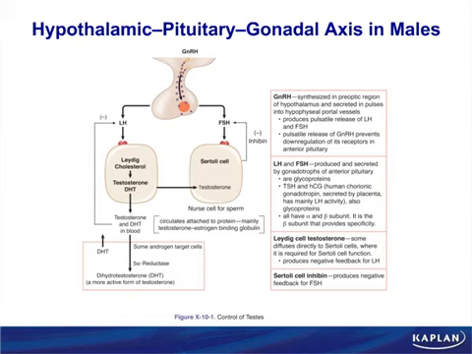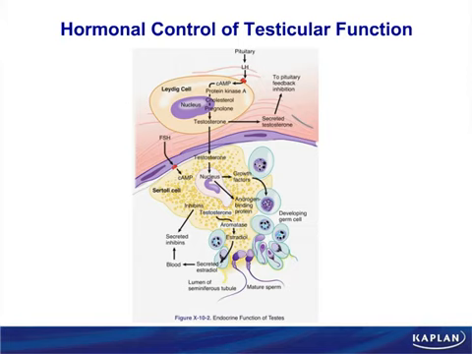Now, the only thing that's an extra here is that we have dihydrotestosterone. Dihydrotestosterone causes some extra functions of the penis, the prostate, and the scrotum in babies, and male pattern hair loss in adults.